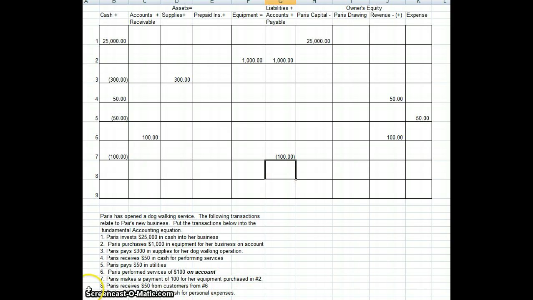Number 8 is kind of the exact opposite of what we've been looking at. Number 8 here, Paris receives $50 from the customer in number 6.